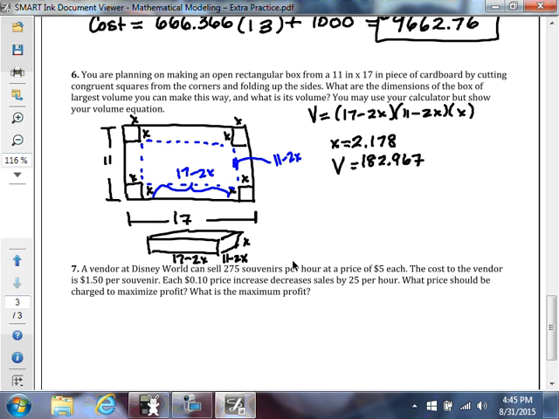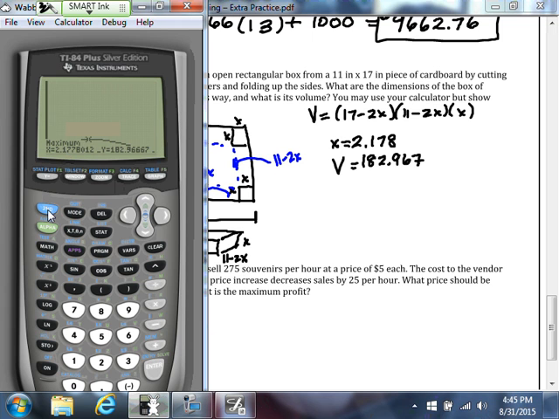So it says, what are the dimensions of the box with the largest volume you can make this way, and what is its volume? The cool thing about the calculator is once you go back to the main screen, see that number 2.1778? If you ever need that number, it pulls up that last intersection point or whatever maximum that you just found. So it's there. So if I want to find the dimensions, I'm going to do 17 minus 2x, and it puts that answer in for x, and I'm going to do 11 minus 2x as well.